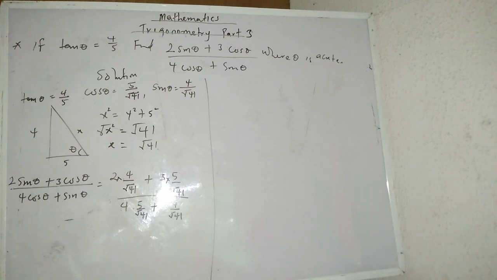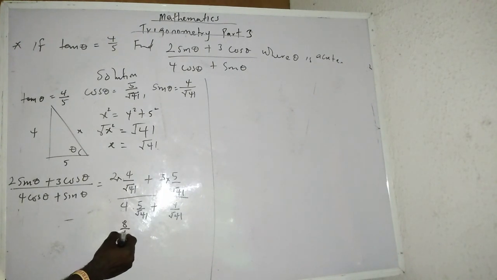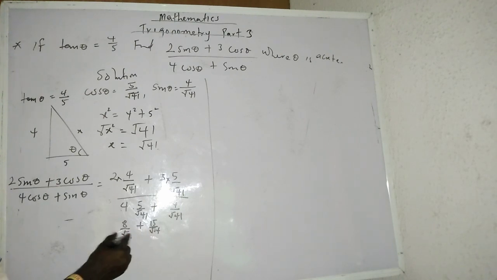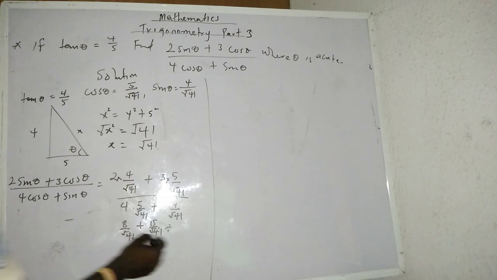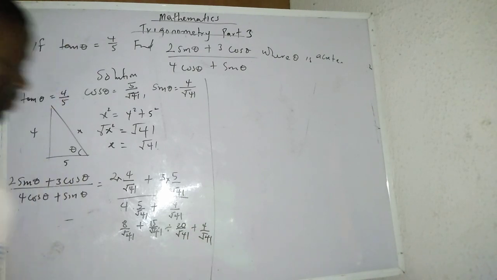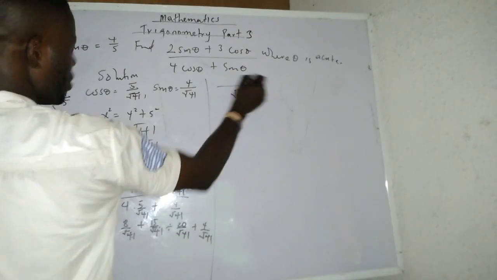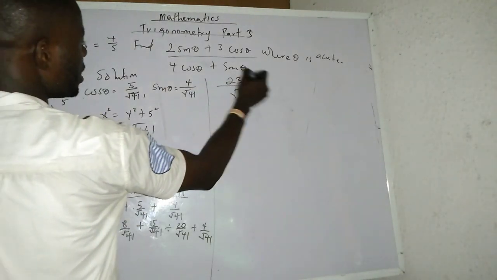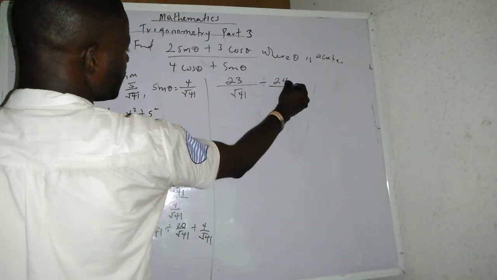Since I have that, I can calculate: 8 over root of 41 plus 15 over root of 41, divided by 20 over root of 41 plus 4 over root of 41. Now I can move on by taking the LCM, which is root of 41. 8 plus 15 is 23, divided by 20 plus 4, which is 24, all over root of 41.